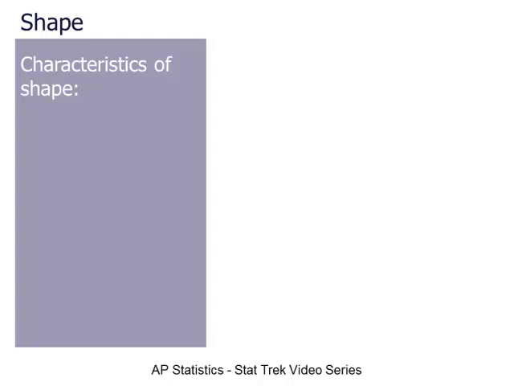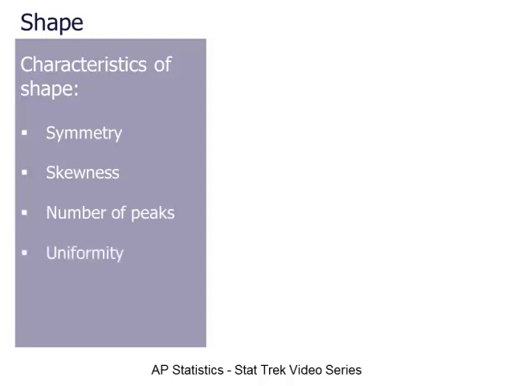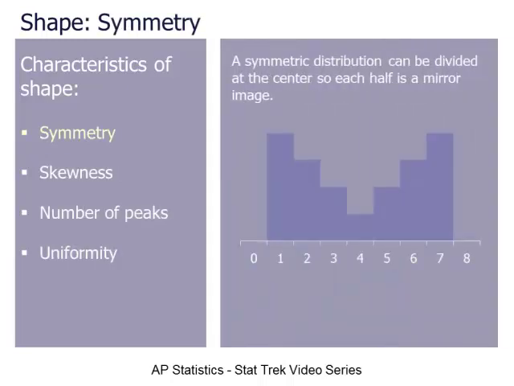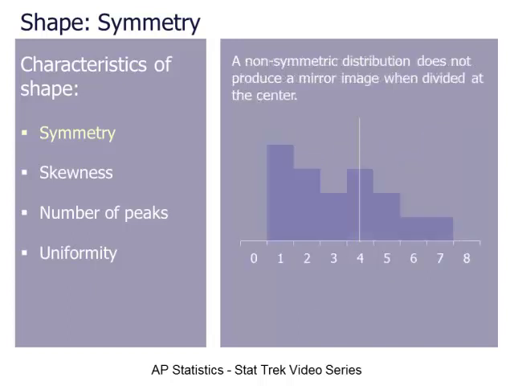The shape of a data set is described by 4 characteristics: symmetry, skewness, number of peaks, and uniformity. Let's talk first about symmetry. A symmetric distribution can be divided at the center so that each half is a mirror image of the other. Notice that if we split this graph down the middle, each half is a mirror image. But if the halves were not mirror images, like this, we would describe the distribution as non-symmetric. You see the difference. This is non-symmetric, and this is symmetric.